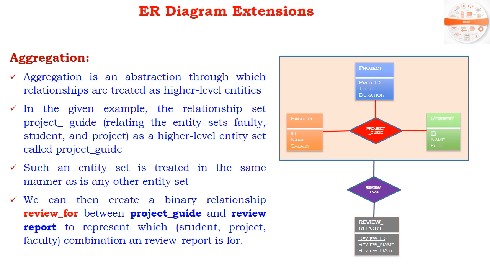And next one is aggregation. Aggregation is the abstraction through which relationships are treated as higher level entities. So here the faculty is an entity, student is an entity, and the project is an entity. All these similar entities we group as a single entity. That is called aggregation. And next, the review report is another entity. Now we make the relationship between the project guide and the review report. So it will make the simplification.